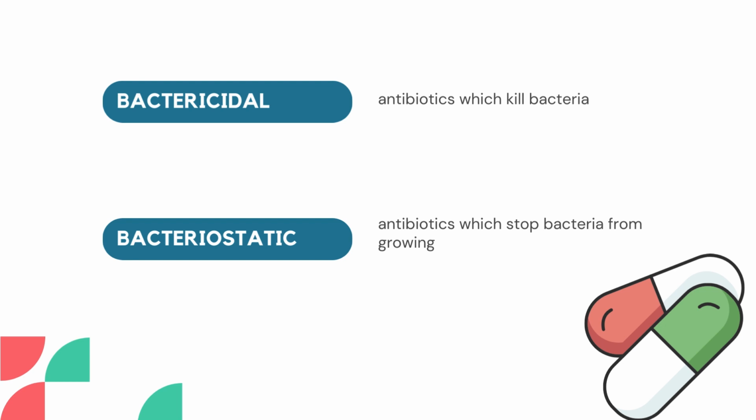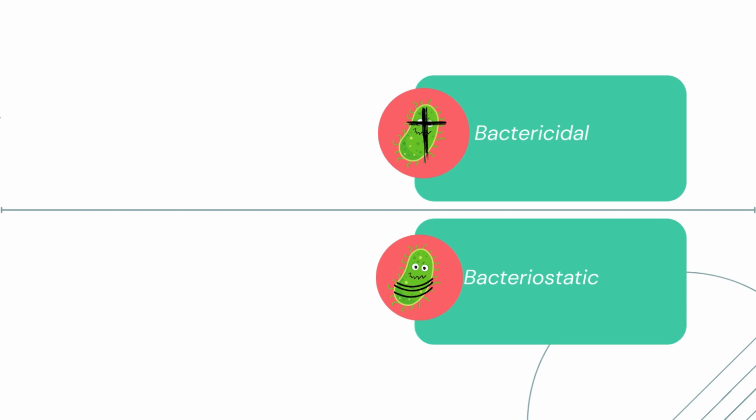Antibiotics can generally be split into two different groups. Bactericidal is the antibiotics having ability to kill the bacteria. Bacteriostatic is the antibiotics having the ability to stop the bacteria from growing. So, which antibiotics are bactericidal and which ones are bacteriostatic?